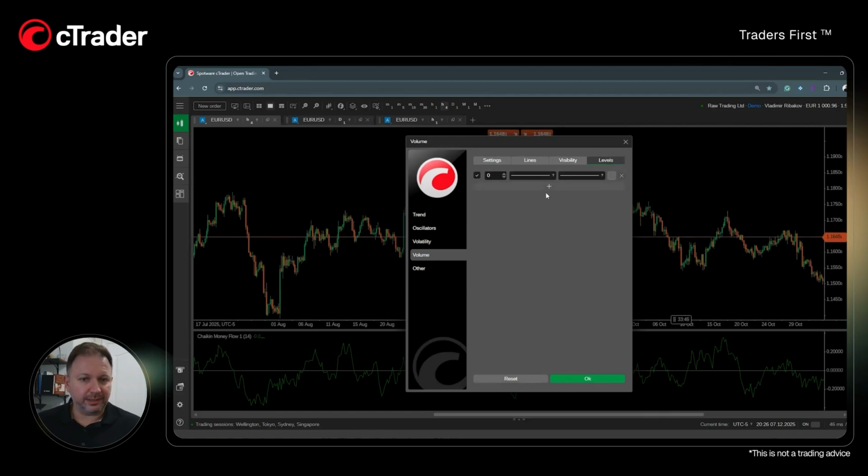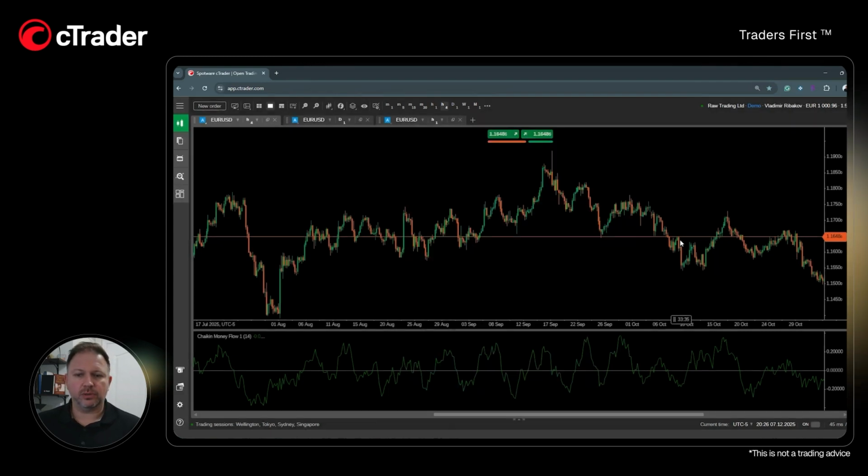I love to add the 0 simply because the whole indicator is based on a read above or below the 0. Click OK. I already have the indicator, so I'm not going to duplicate it. Click OK, and this is what you will get. Again, I love to add the 0 line. It makes it much easier and more visible when it comes to trading decisions.